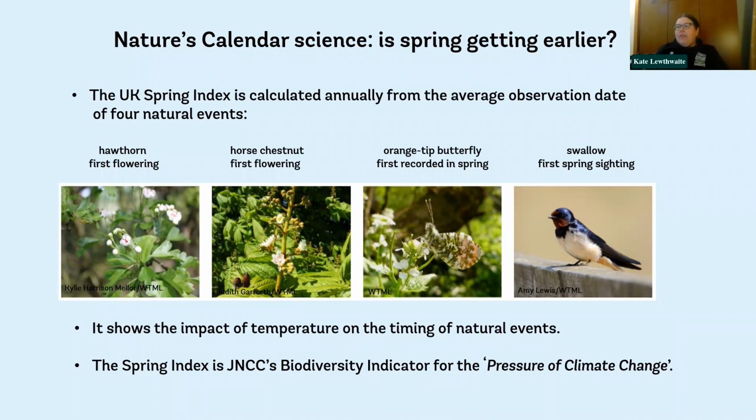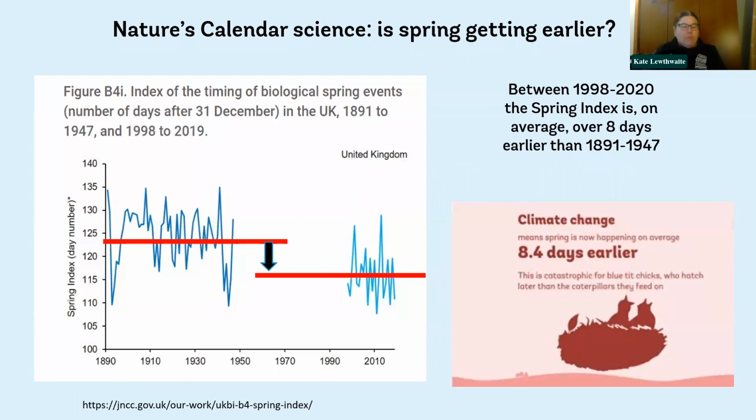And this was for the JNCC, which stands for the Joint Nature Conservation Committee. They are the public body that advise the UK government and the devolved administrations on nature and nature conservation. You can see that they used our Spring Index as a biodiversity indicator, looking at the pressures of climate change. So it's great that government are taking these data really seriously. When we calculated this, what did we find? Next slide, please, Kate. This is the most complicated graph we're going to show you tonight. If you get lost, the main message is in the pink box to your right.